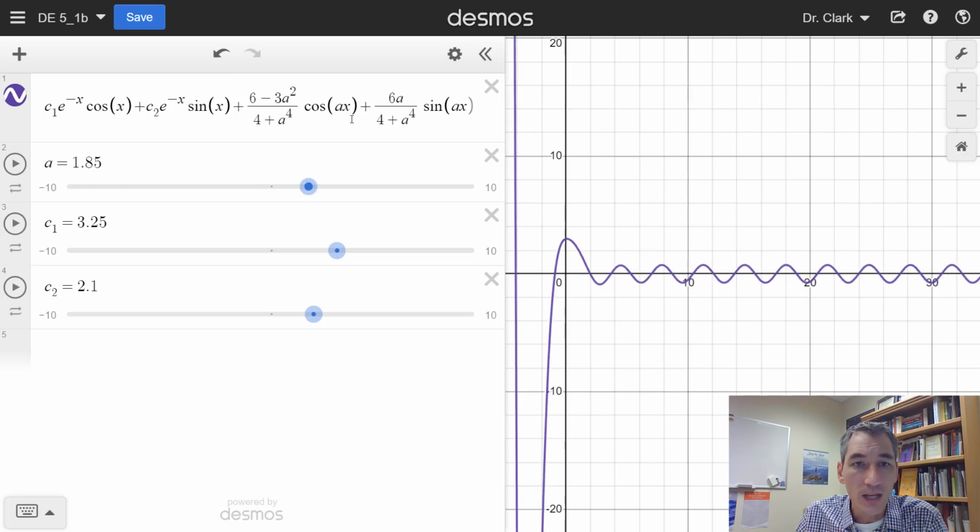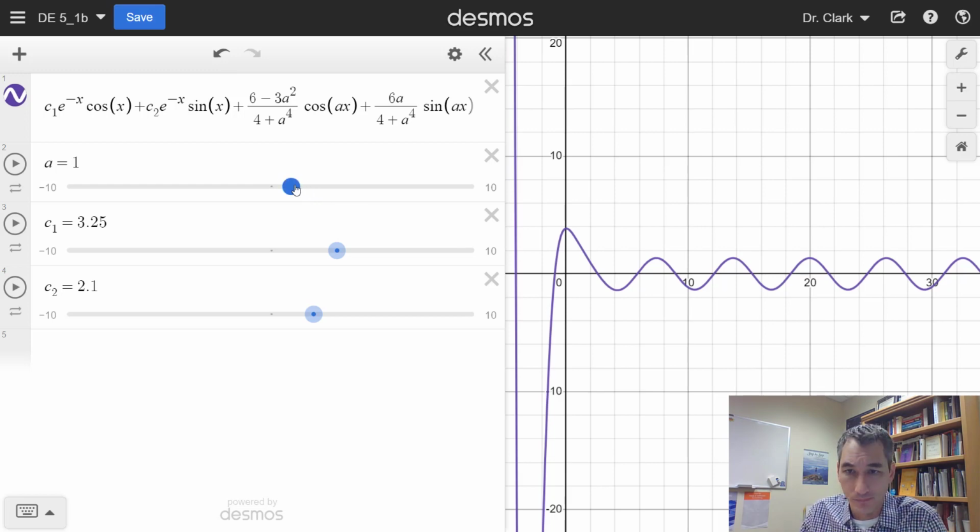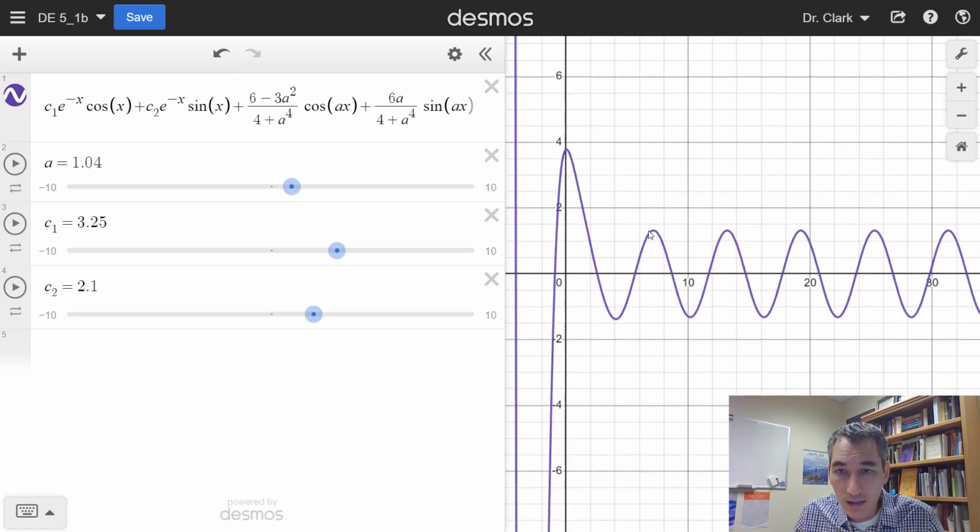And that's because that a shows up in the denominator as a fourth power. As a increases, the amplitude of the sine and cosine shrinks. And what happens if a is 1? That seems to be when it's about the biggest. In terms of the height there, you see that when a is equal to 1, I'm getting these amplitudes to be basically as high as I can get them.